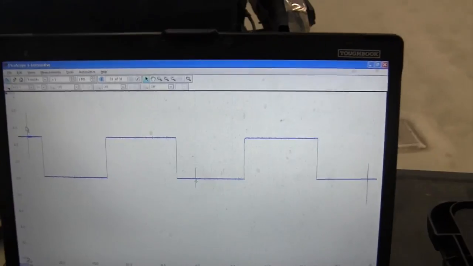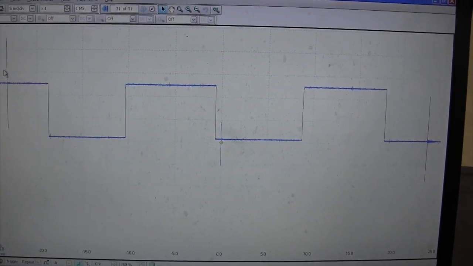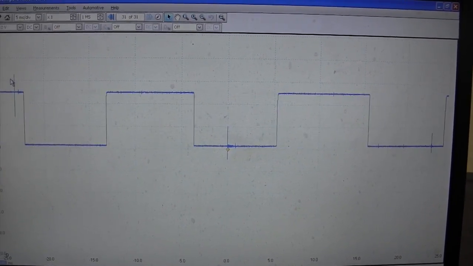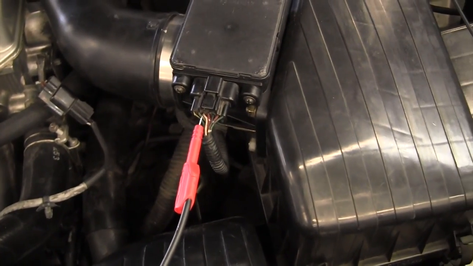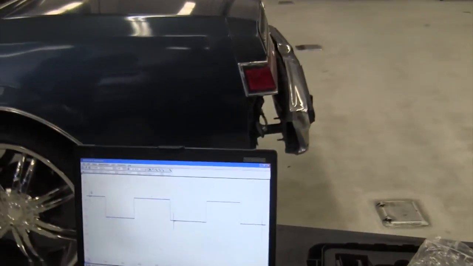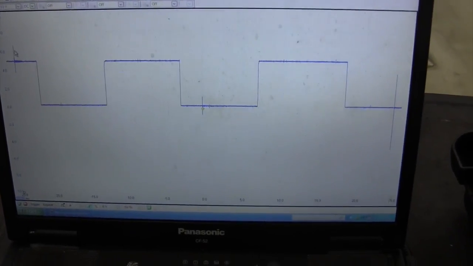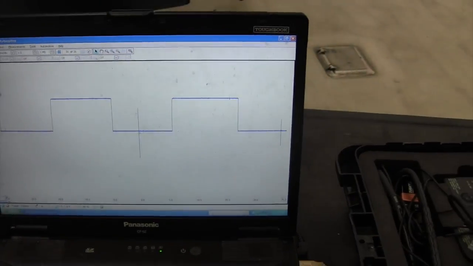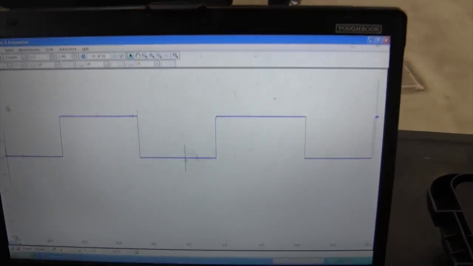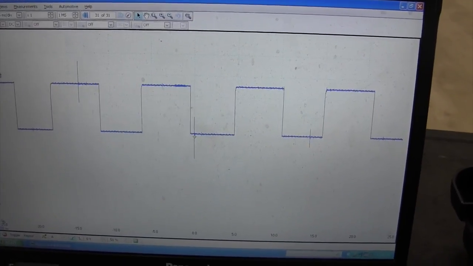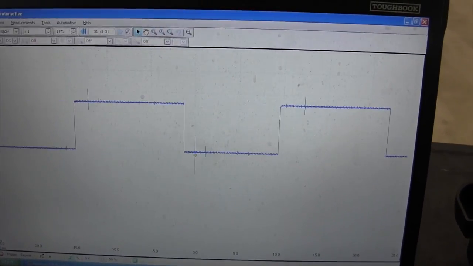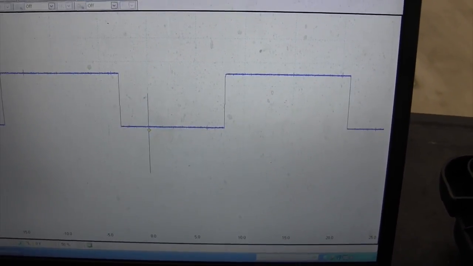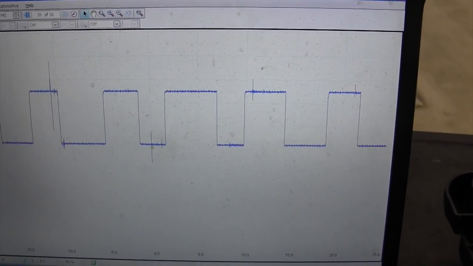Now that's a new mass airflow sensor now. Watch the signal. See how uniform it stays, even when I rev it up. That's a signal wire back probing with my Picoscope again. See how uniform it stays, no glitches, the square wave whip stays the same, everything's nice and uniform.